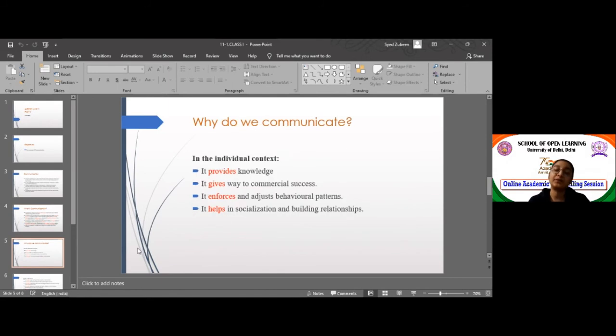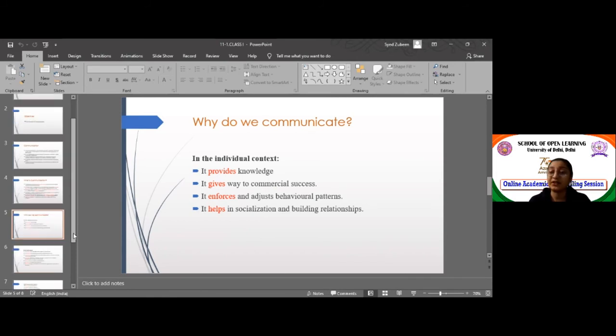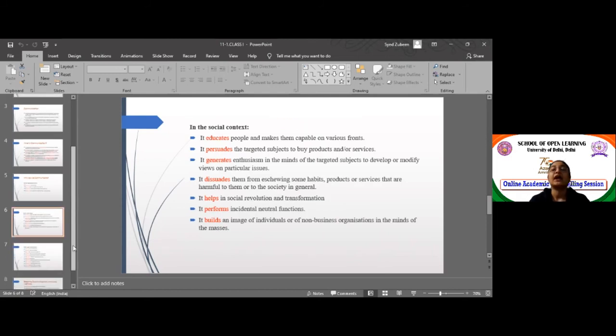Then we looked at why we need to communicate. We need to communicate in an individual context, a social context, and a professional or organizational context. In an individual context, we use communication to gain more information about ourselves and the people around us, to be more successful, to realize our aspirations, to enforce behavioral patterns, whether we are happy, whether we deserve respect, whether we are sad. And of course it helps in forming human relationships.